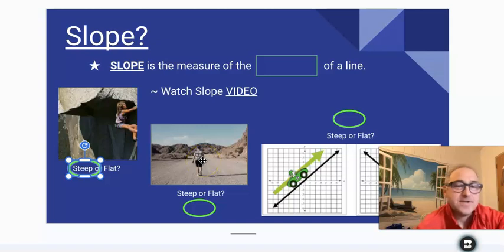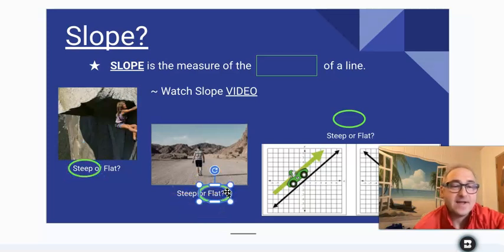This person is walking in the desert on a road. Is this road flat or is it steep? Yes, this is flat. So this one goes up really quick and over just a little bit. And this road one goes up a little bit and then over a lot.